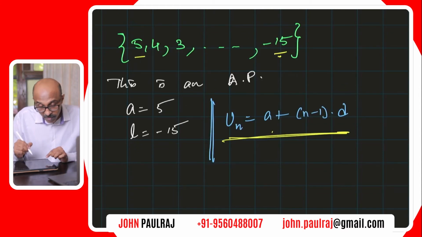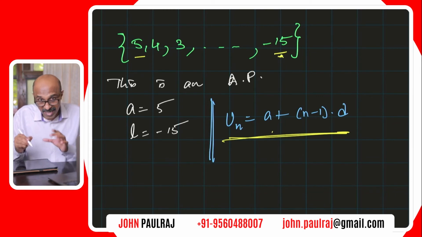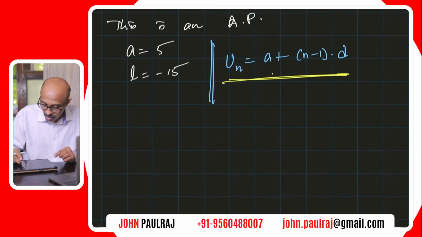We can make use of this formula for the general term to find out what the value of n is when the term is negative 15. The value of the term is negative 15. What is the value of n? All right. So how do we do that?